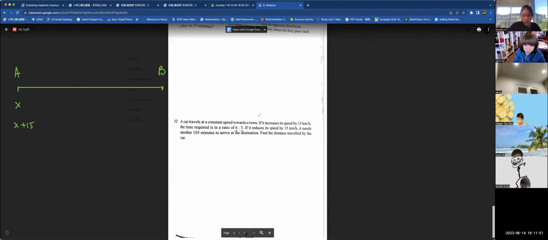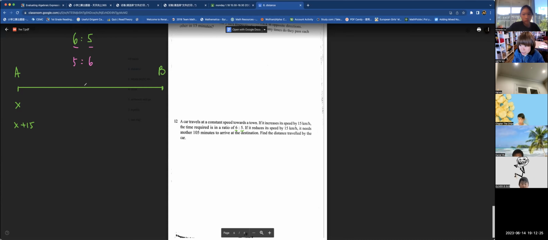What does it mean? The time used originally and the time used now are in the ratio 6 to 5. Why? Because it increased the speed. Correct, everybody? Okay, so Victoria, let me ask you. When distance is kept the same, we didn't change the distance, and the time is 6 to 5, then speed is 5 to 6. Correct, everybody?